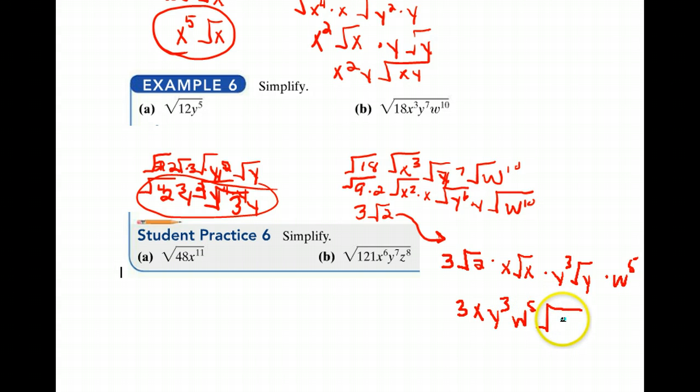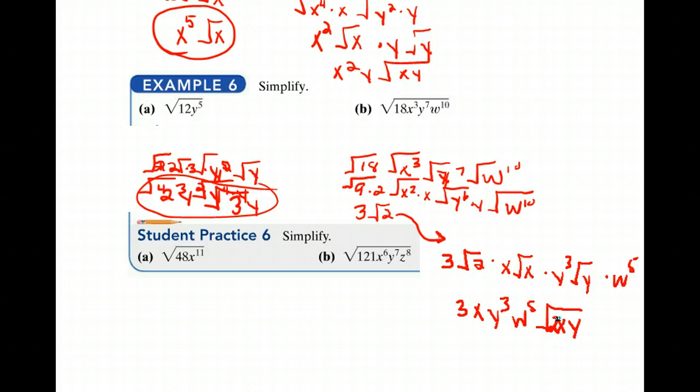Anything that is still under a radical gets multiplied together. So we have times root x y. And there's a 2 under a radical as well. My apologies. 2xy underneath that radical.